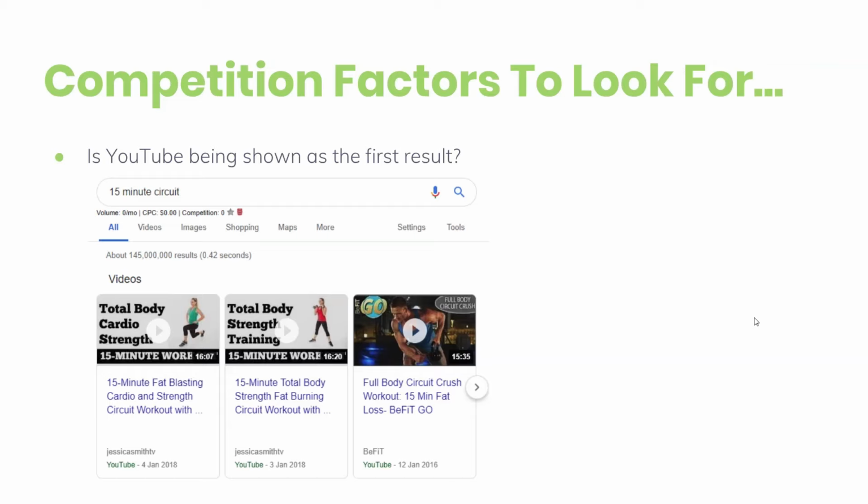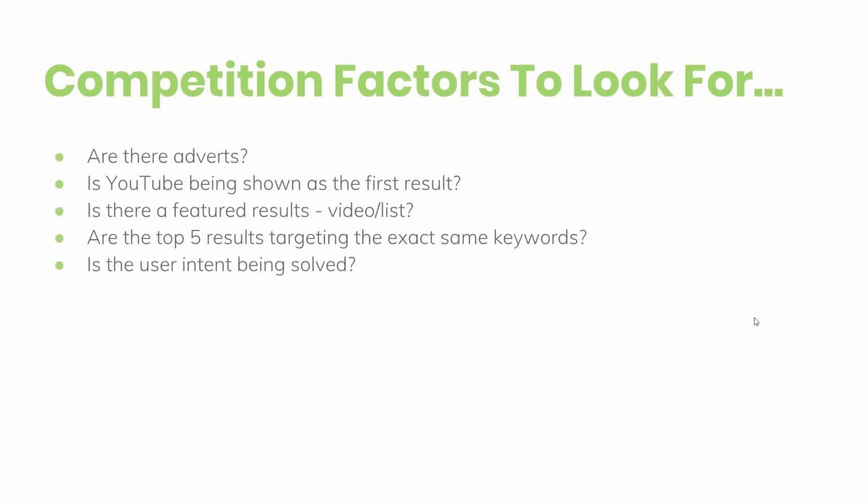So with these types of user intent based search terms, you need to think about whether there is any point in writing an article here, because 99% of people want to see a video. They don't want to actually read an article, because it's a visual medium. It's visual learning when it comes to working out. So you do need to use some common sense when you're thinking about a keyword. Those are the competition factors that you can look out for, and these are the ones that you can use to your advantage.